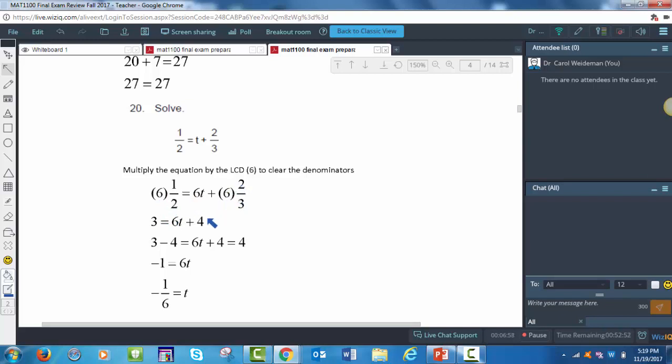2 times 2 is 4. Subtract 4 from both sides. I get -1 equals 6t, and then divide by 6. So the answer is -1/6 for t.